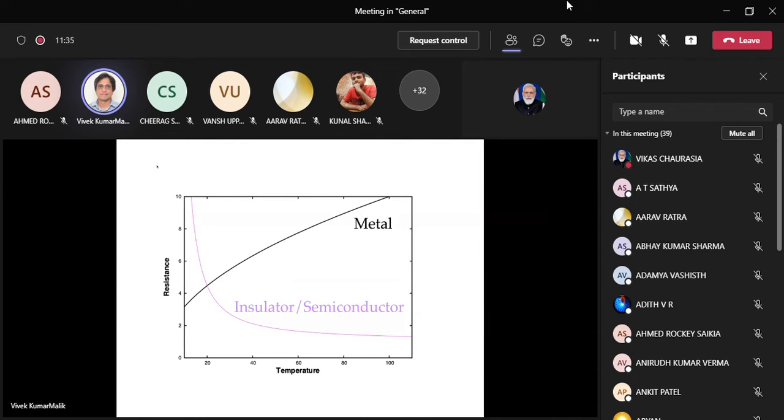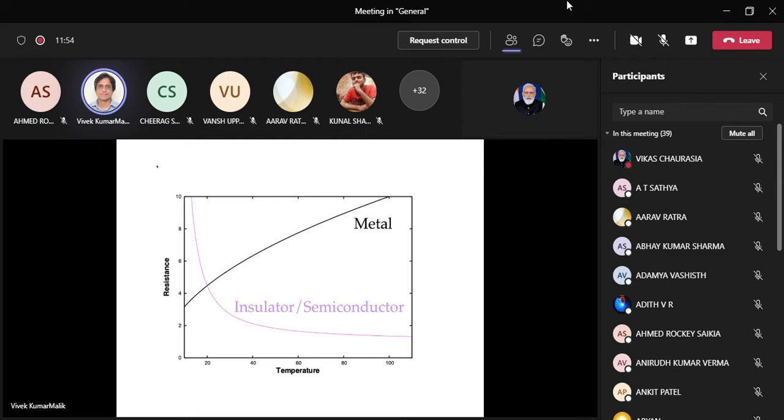In case of insulators and semiconductors, usually the number of free charge carriers which can move around within the system increases as you increase the temperature. They go from the valence band to the conduction band. Okay, that's the major difference.